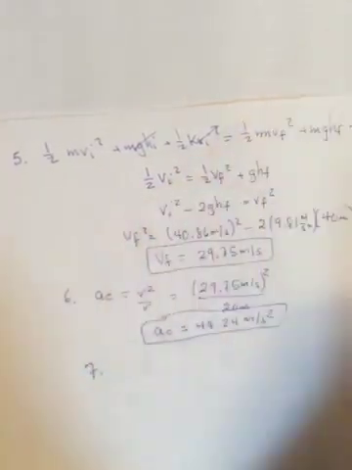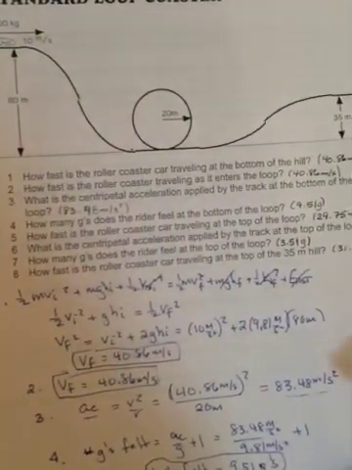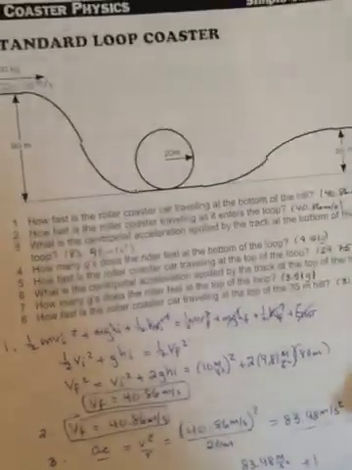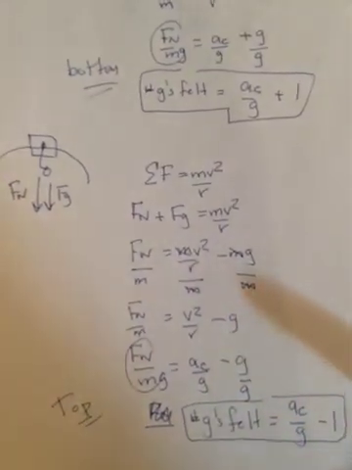Number 7, which was one that I said you could skip, but we can now do together. It wants to know how many G's the rider feels at the top of the loop. So we had derived earlier that at the top of the loop it was a c over g minus 1.